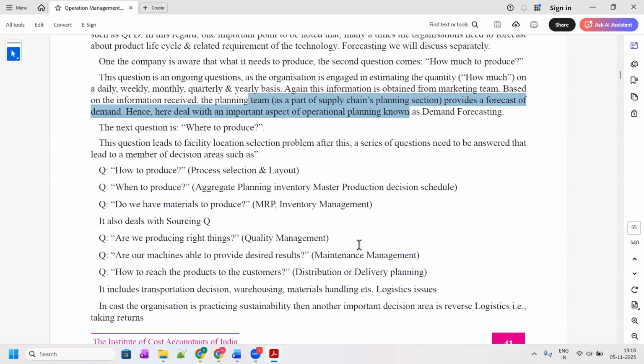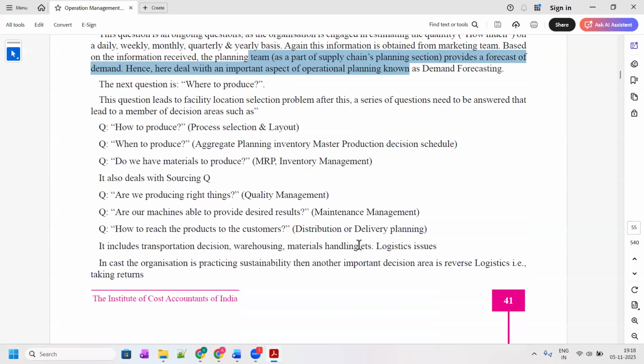Then the next question is where to produce. We are going to discuss more about where to produce in the current session. This question, where to produce, means deciding the location of the production facility, where choosing the right place is a major decision, because it affects the cost, transportation, and delivery time. This is known as the facility location selection problem. So where to produce is the question we are going to answer in this class, where we are talking about facility location and layout.